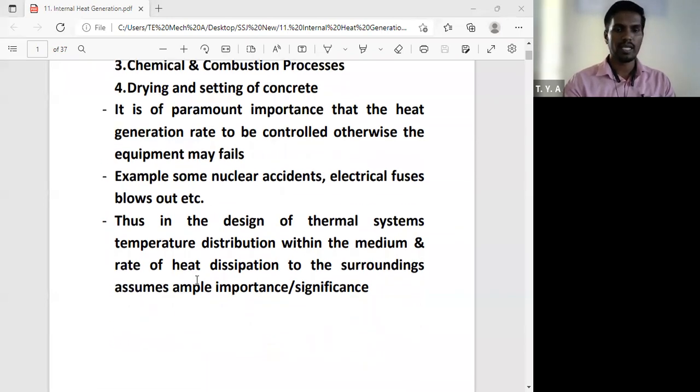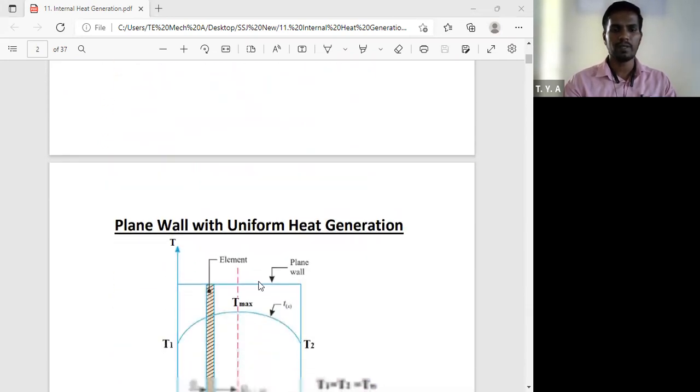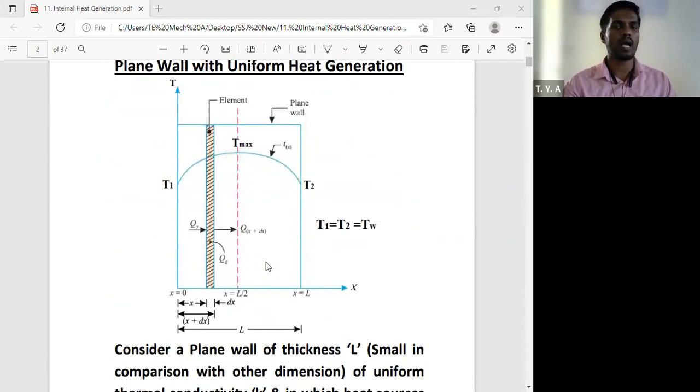Thus in the design of thermal systems, temperature distribution within the medium and rate of heat dissipation to the surroundings assume ample importance and significance. Now we have to consider one component, a plane wall with uniform heat generation. We consider one plane wall, and in that particular plane wall some internal heat generation will take place.